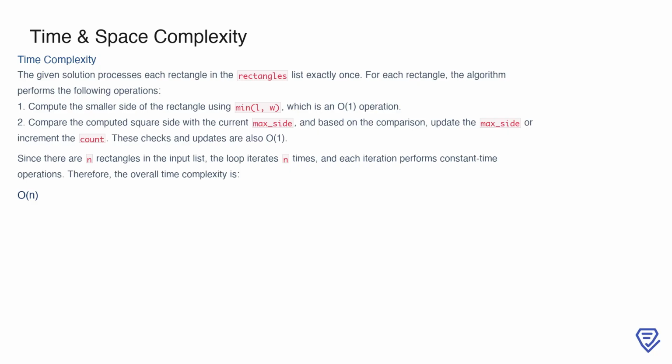Since there are n rectangles in the list, the loop iterates n times, and each iteration involves only constant time operations. As a result, the overall time complexity of the algorithm is O(n). This linear time complexity ensures efficiency, even for larger inputs.